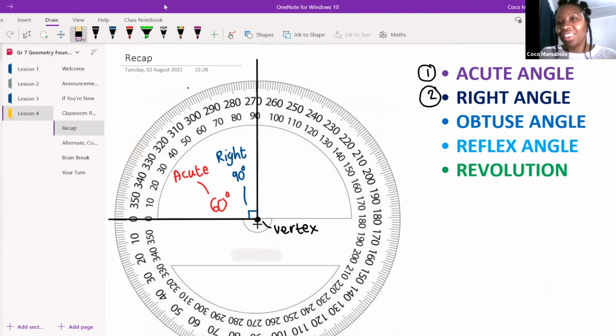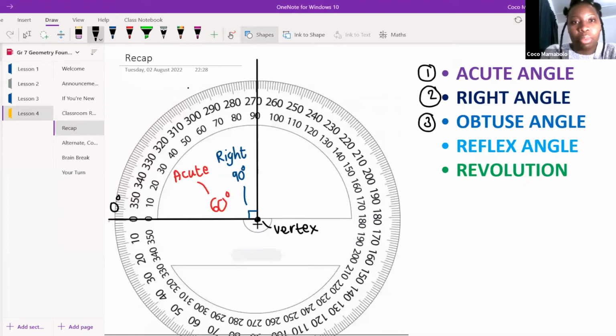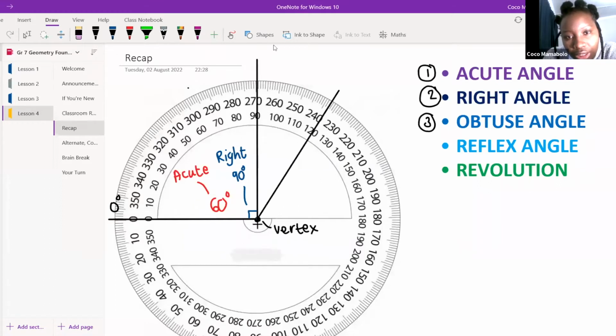Okay, Gundo, can I ask you to unmute and tell me what is an obtuse angle? Or where would I start drawing my obtuse angle from? From 0 degrees. Okay, so I've already got a line here that goes from 0 degrees. And then where would my next line go? Give me an example of an obtuse angle. 120, ma'am. Excellent. So I'm going to draw a line here to 120, just like that.